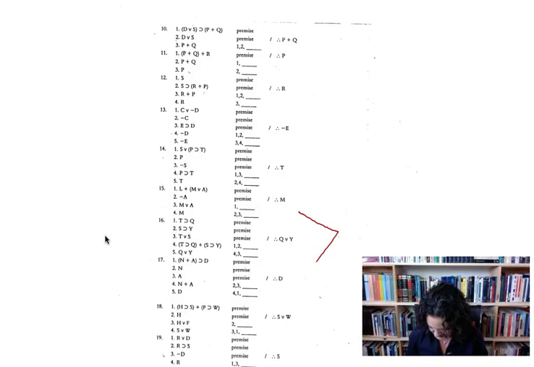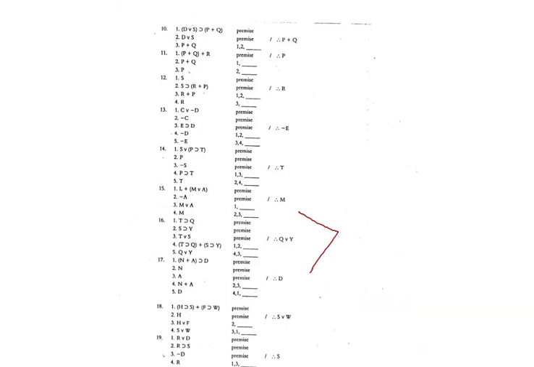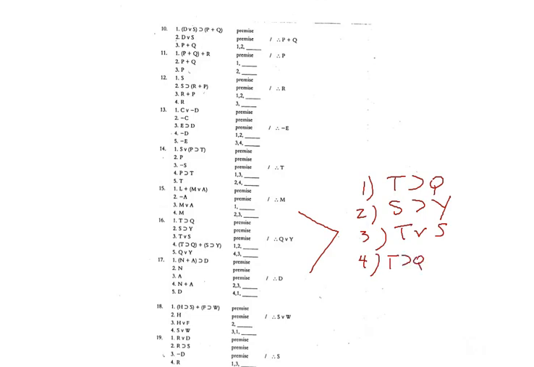Maybe 16. Let's look at 16. I will get out of the way here. 16 says, line 1, if T, then Q. Line 2 says, if S, then Y. Line 3 says T or S. Line 4 says if T, then Q, and that's a unit, and if S, then Y, that's a unit.